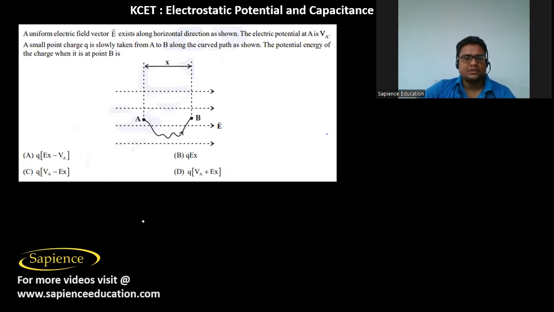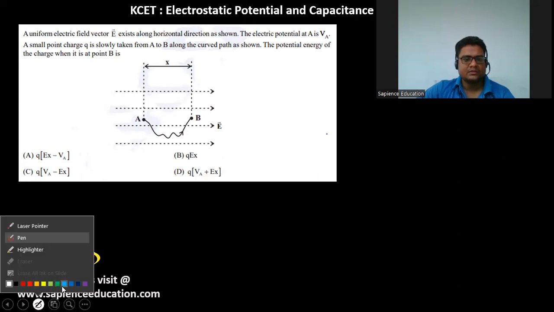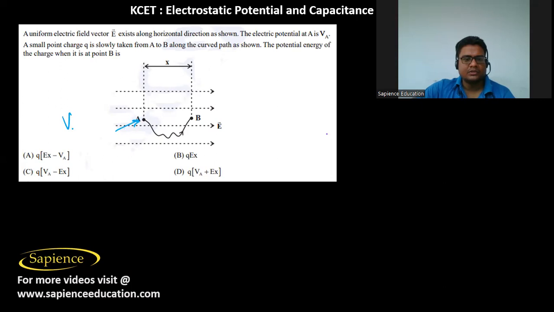Then here it has been told that a uniform electric field E exists along the horizontal direction as shown. The electric potential at point A is VA. A small point charge Q is taken slowly from point A to B along the curved path as shown. The potential energy of the charge when it reaches point B is.